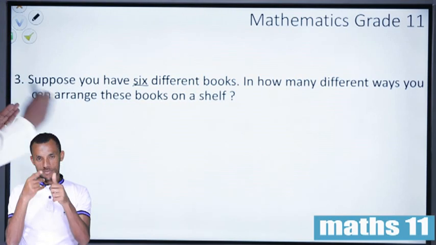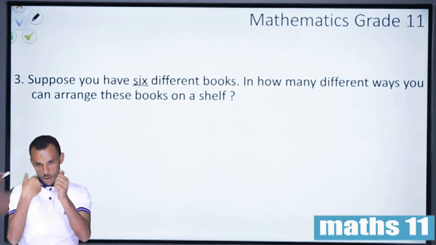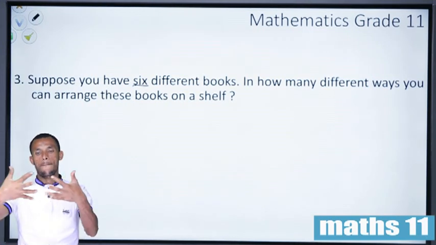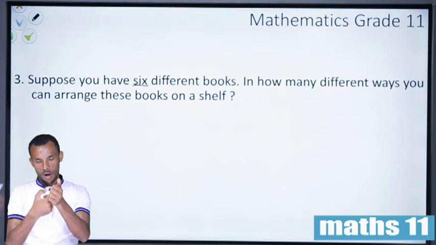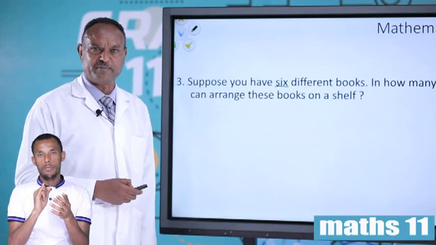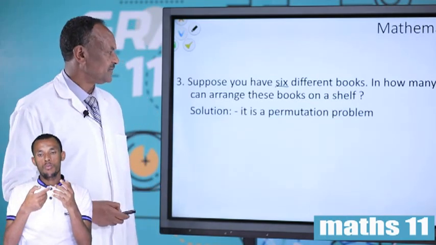We can arrange these books in decreasing order, or in increasing order, or we can mix them up. So this problem takes order into consideration, so it is a permutation problem. So how do you find the solution?